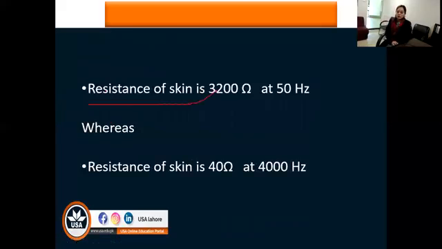So the resistance of the skin offered to 50 Hertz is 3200 ohms, while the resistance of the skin faced at 4000 Hertz is 40 ohms.